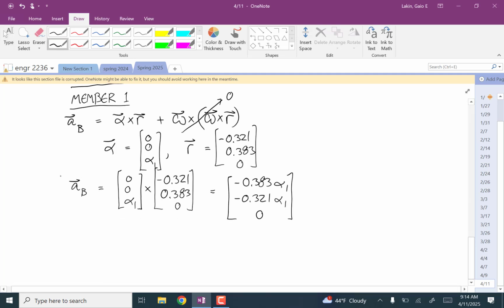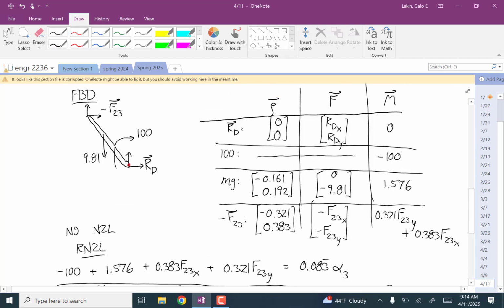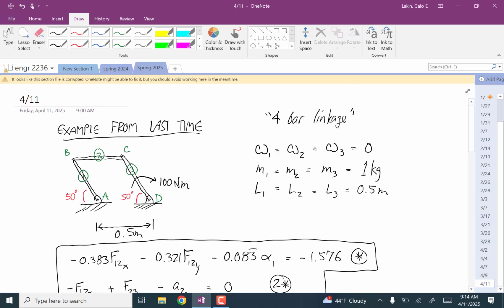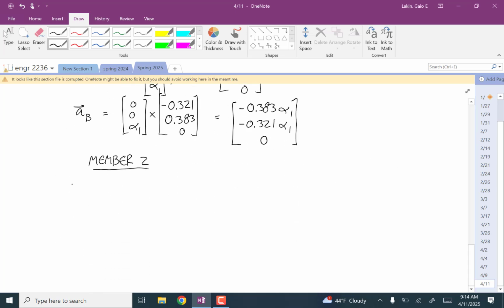Any questions about the acceleration at B according to member 1? And now we have to do it according to member 2. And this time we have to use relative motion because there's no fixed point for 2. So we're going to say the acceleration of B relative to the ground is equal to the acceleration of B relative to the center of mass of body 2 plus the acceleration of the center of mass of body 2 relative to the ground.